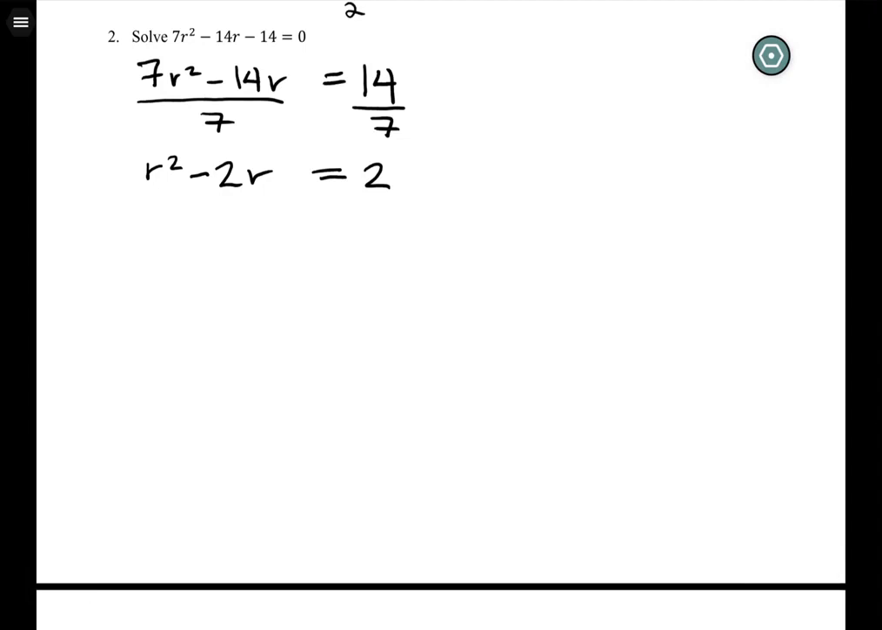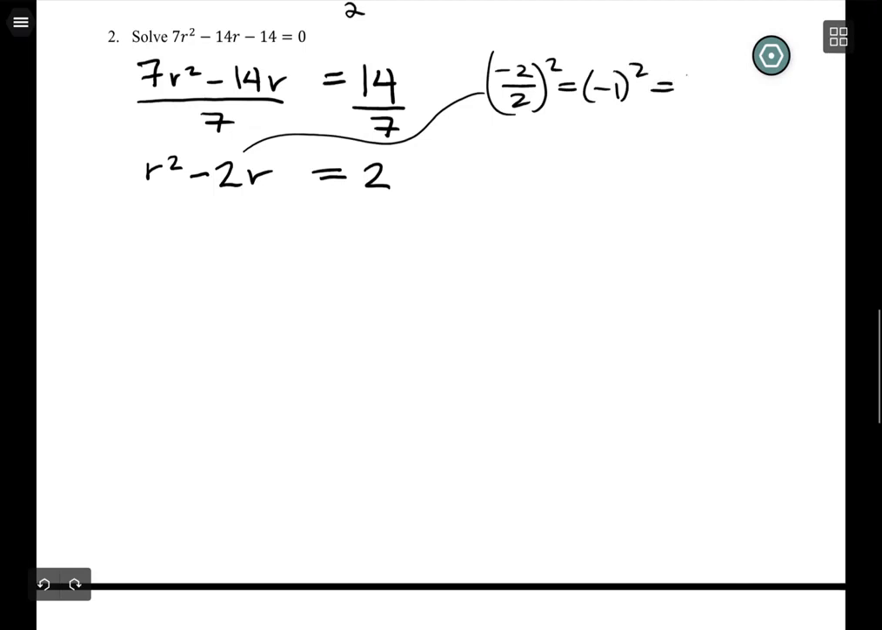So next I get to complete the square. I'm going to take this number, cut it in half, and square it, which is negative 1 squared, which is 1. So I'm adding, I'll just sneak it in here, 1. And since I have this equal sign, I don't have to add and subtract 1, I just add it to both sides to keep my balance. So on the right-hand side, I now have 3. On the left-hand side, I should be able to factor into a perfect square. In this case, the perfect square is r minus 1 times r minus 1.